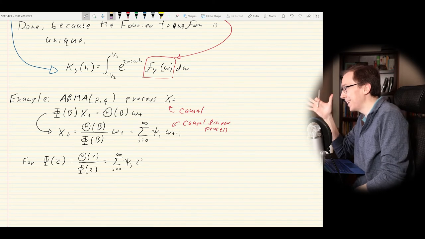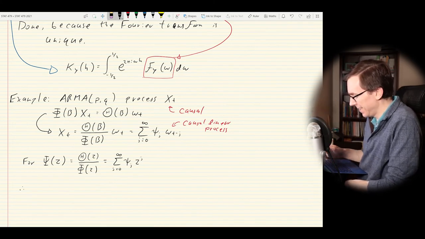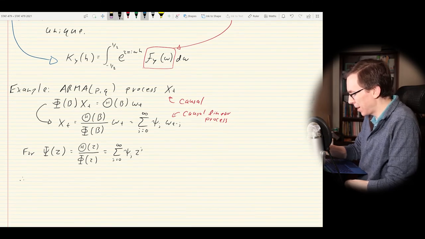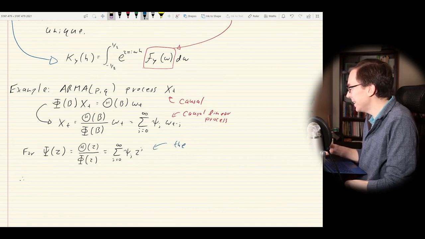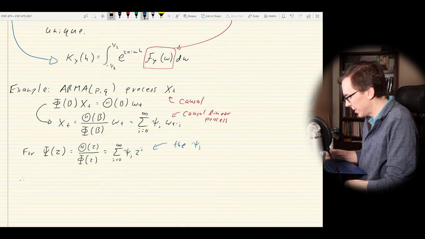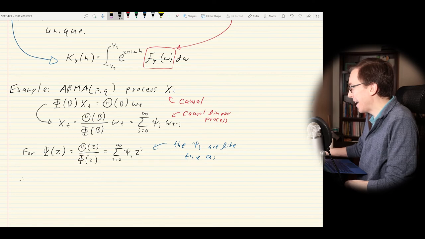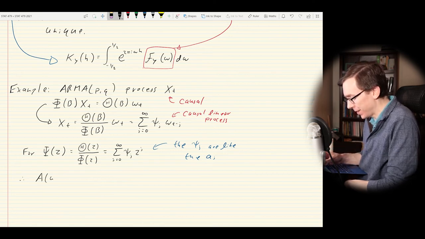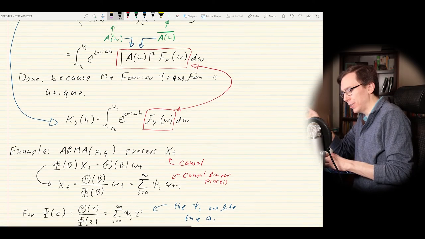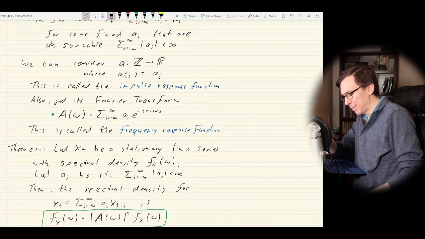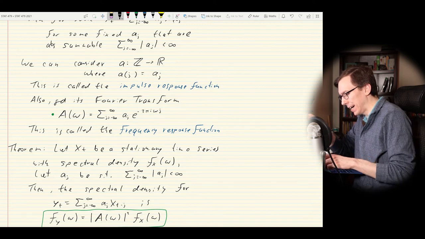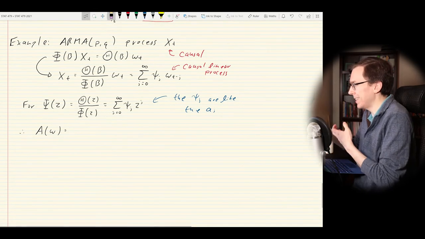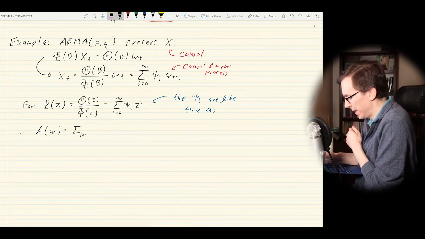So then what do we get? Therefore, the psi_j are like the a_j here. So what we have is that our frequency response function is going to be what? Well, let's just go look again to make sure we remember what it is. It's the sum of these a_j times my complex exponential e to the minus 2 pi i omega j. So what we're going to do is we're just going to rewrite the exact same thing out, but we're going to say j from minus infinity to plus infinity of psi_j e to the 2 pi i omega j.